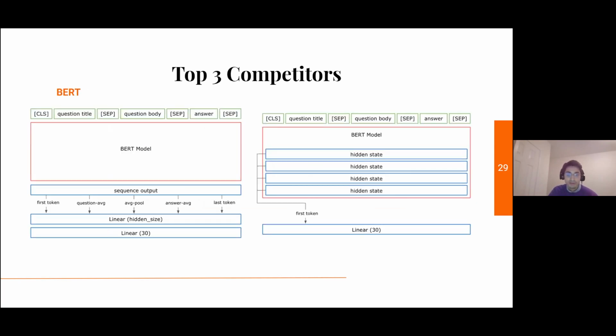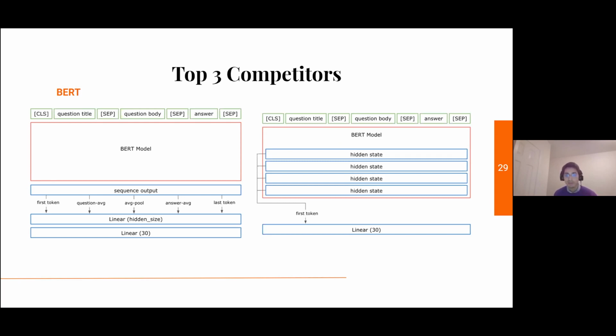For the BERT model, he sent everything together. So the question title followed by a separation token, question body, and answer into a traditional BERT model. Then the sentence output is sent in with the first token, the question average, the average of the sentence output, answer average, and then the last token. And then here's where he found out that by sending it into a linear layer first and then into a second linear layer, he got an improved performance.